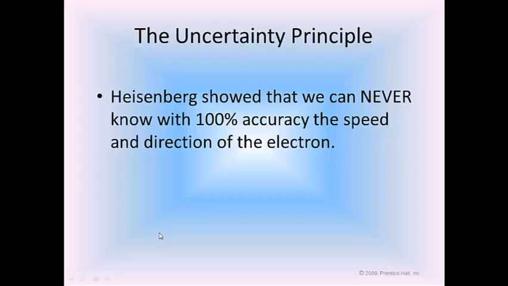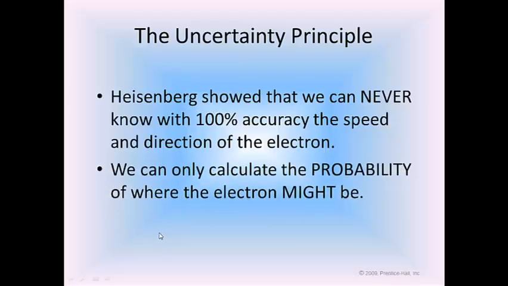Now the Bohr model thought we could. The quantum mechanical model says we can't, and this is still the model we use today. We can only calculate the probabilities. So this whole quantum mechanical model is kind of like Vegas. You can only calculate the probability of where the electron might be with 90% accuracy.